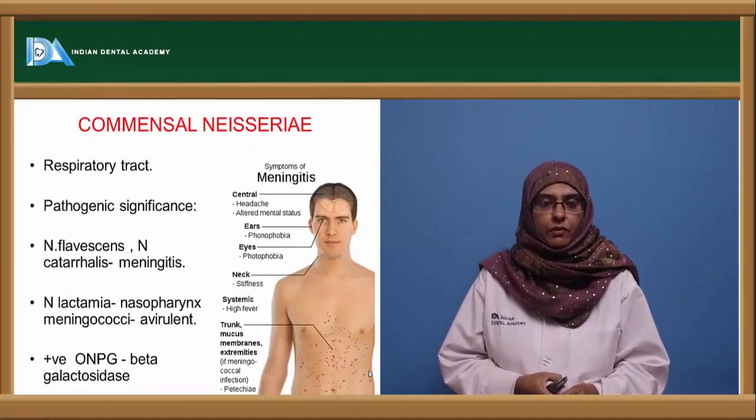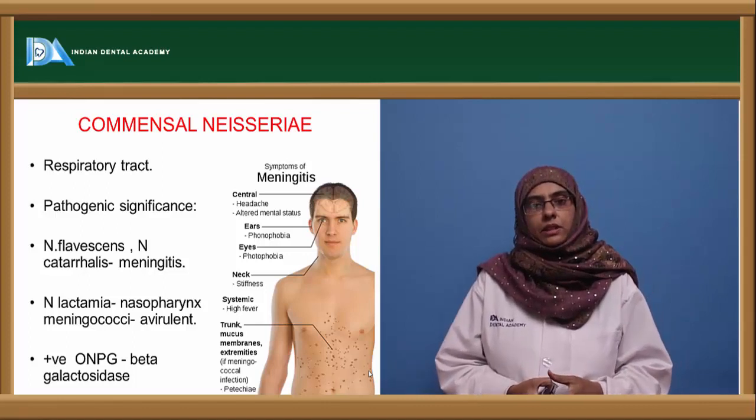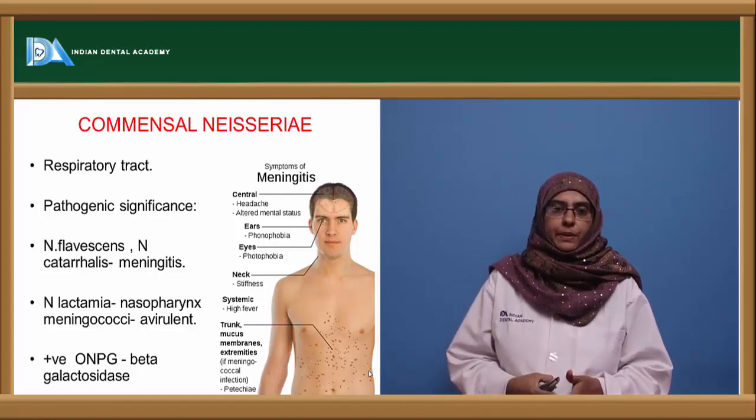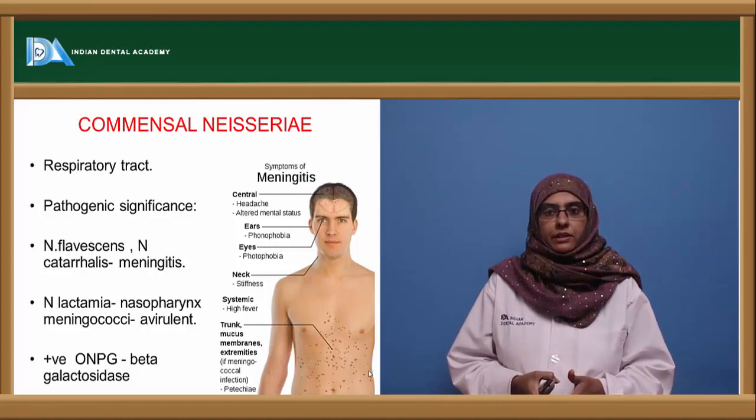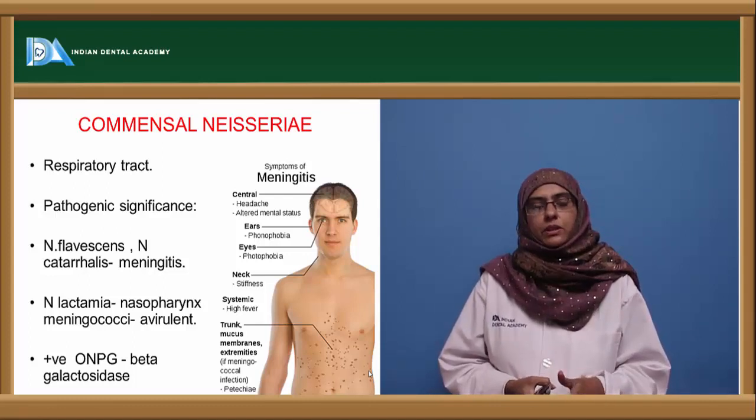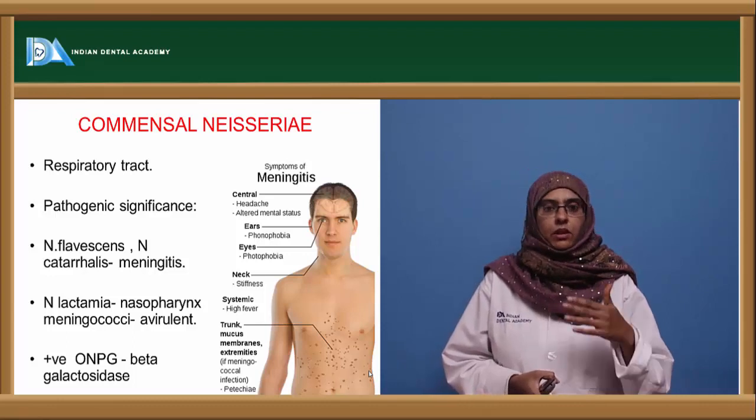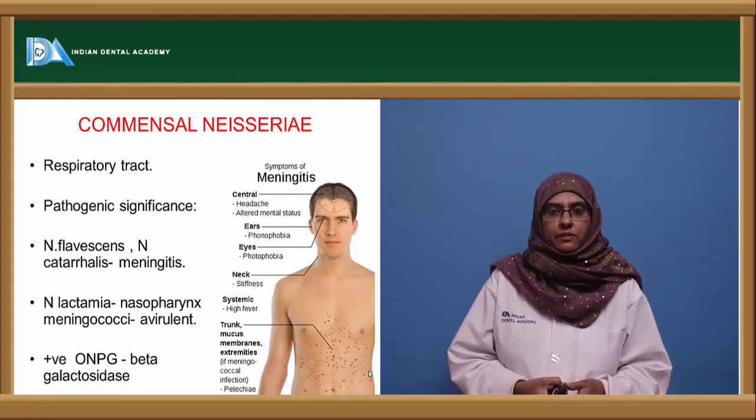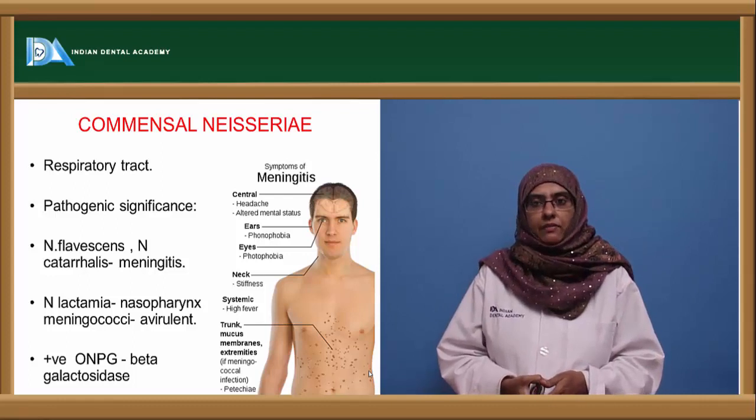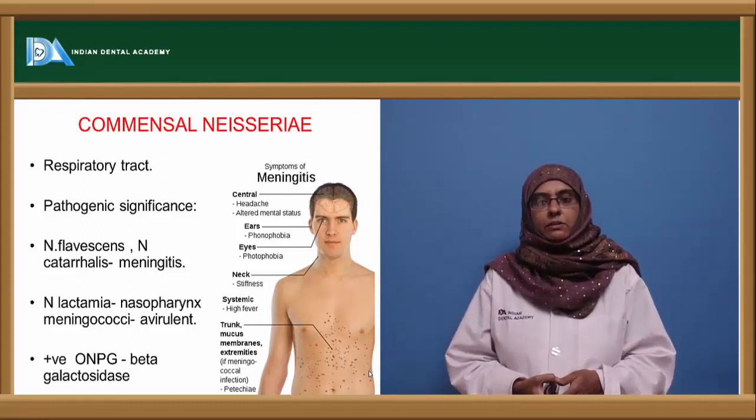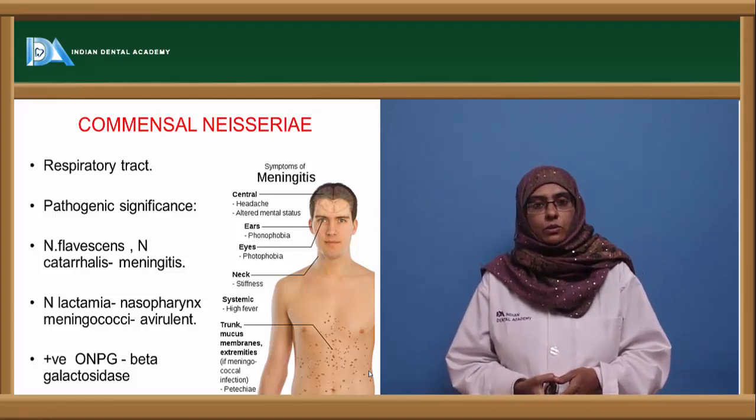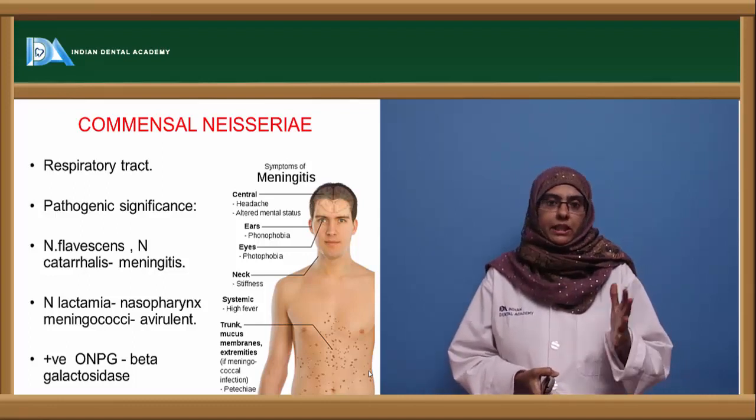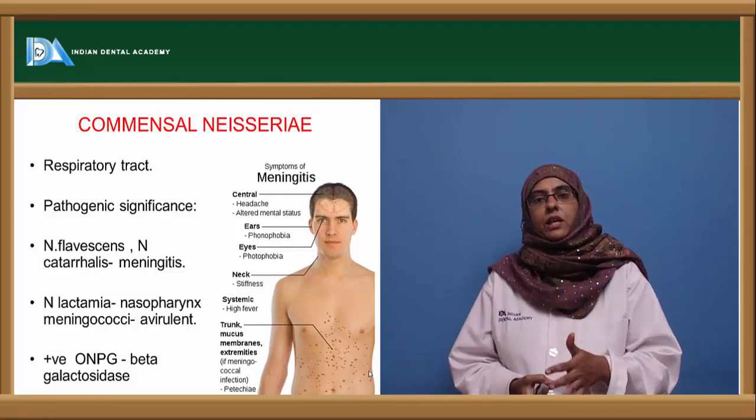Apart from the pathogenic group of organisms already discussed, there are normal commensals of the human host, the commensal Neisseria, mostly seen in the respiratory tract and the mouth. Their pathogenic significance is that they usually cause infection in persons whose immunity has come down or where a lowered immune response is seen. In those patients, these organisms can become opportunistic pathogens and cause infection. Among this group are Neisseria flavescens and Neisseria catarrhalis, which causes meningitis. And children who harbor Neisseria lactamica produce antibodies against it, and these antibodies protect the children from gonococcal diseases.